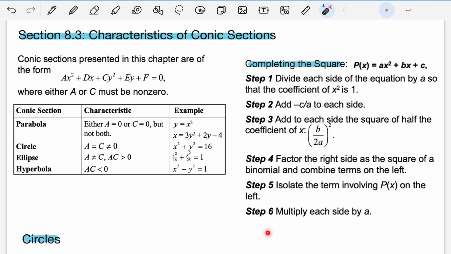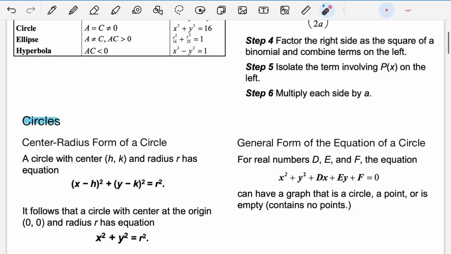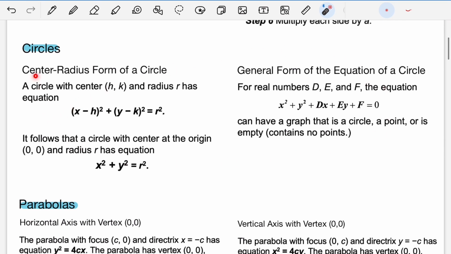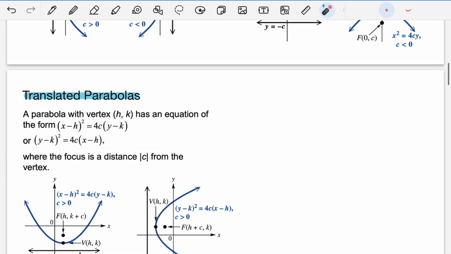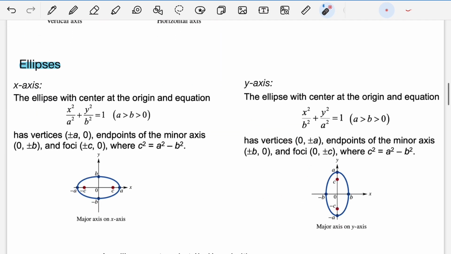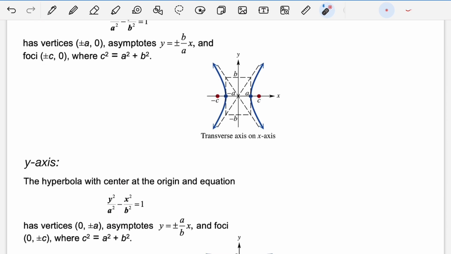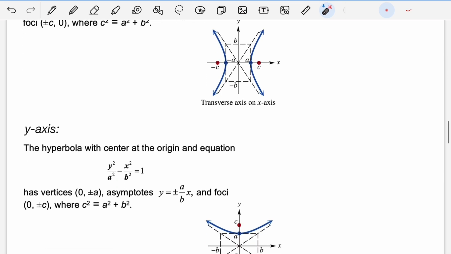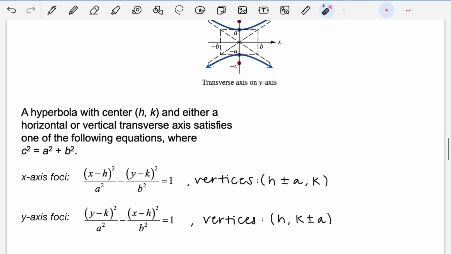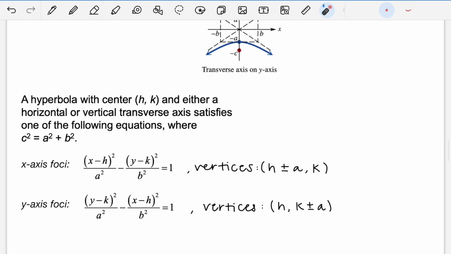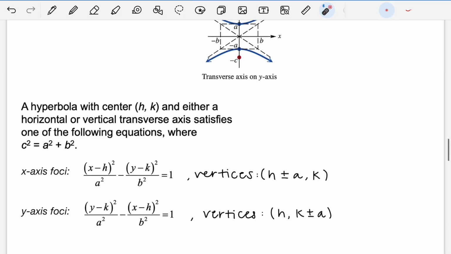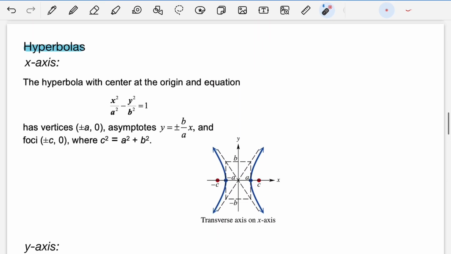And then I also have the steps for completing the square here, as well as the different forms for circles, parabolas, translated parabolas, ellipses, and hyperbolas here. So everything's kind of just compiled. You can find it all in one location on the lecture notes. So that's about it for section 8.3. We showed how to rewrite all of these in their standard forms in section 8.1 and 8.2, so go ahead and look back on those videos if you have any questions on doing so.